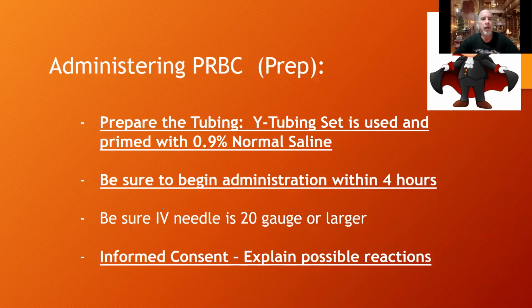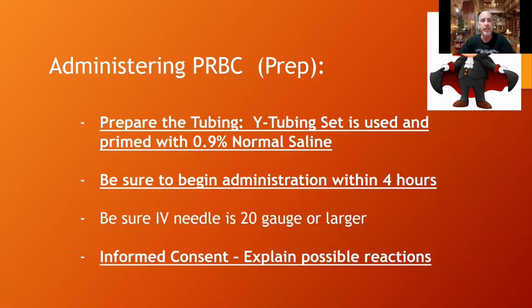Also, red blood cells are big cells. So you can't put them through tiny needles. If they have a little 22 gauge butterfly in their hand, you can't use that for blood transfusion. You have to use at least 20 gauge or bigger. It's preferred you use an 18 gauge. So if you think somebody's going to get blood, try to get an 18 gauge needle in their arm.